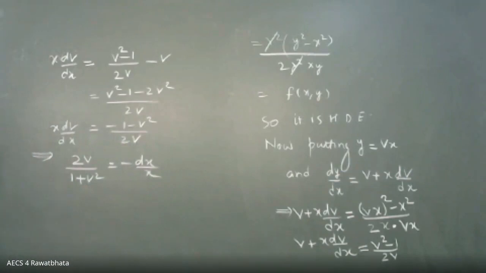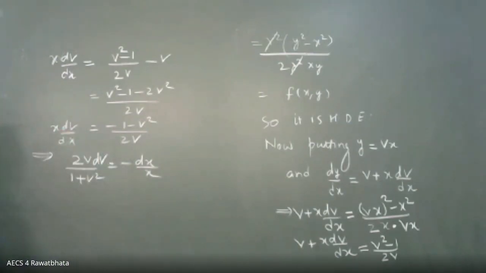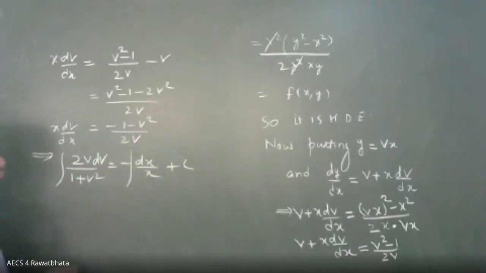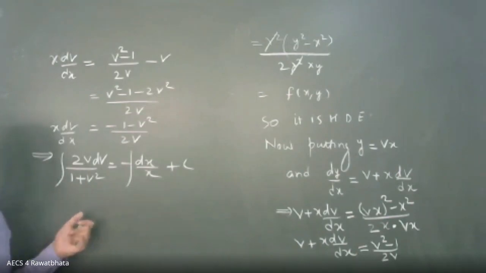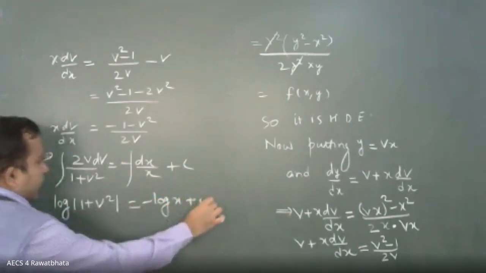ठीक है, minus मैंने common ले लिया, ऐसे बोल सकते हो. ओके, और minus को right hand side में ही रखा और ये इधर. Now let us integrate, and quite same like previous question, the 2v upon 1 plus v square, this is f dash upon f case, so this will become log of denominator, log of 1 plus v square equal to minus log x plus c.